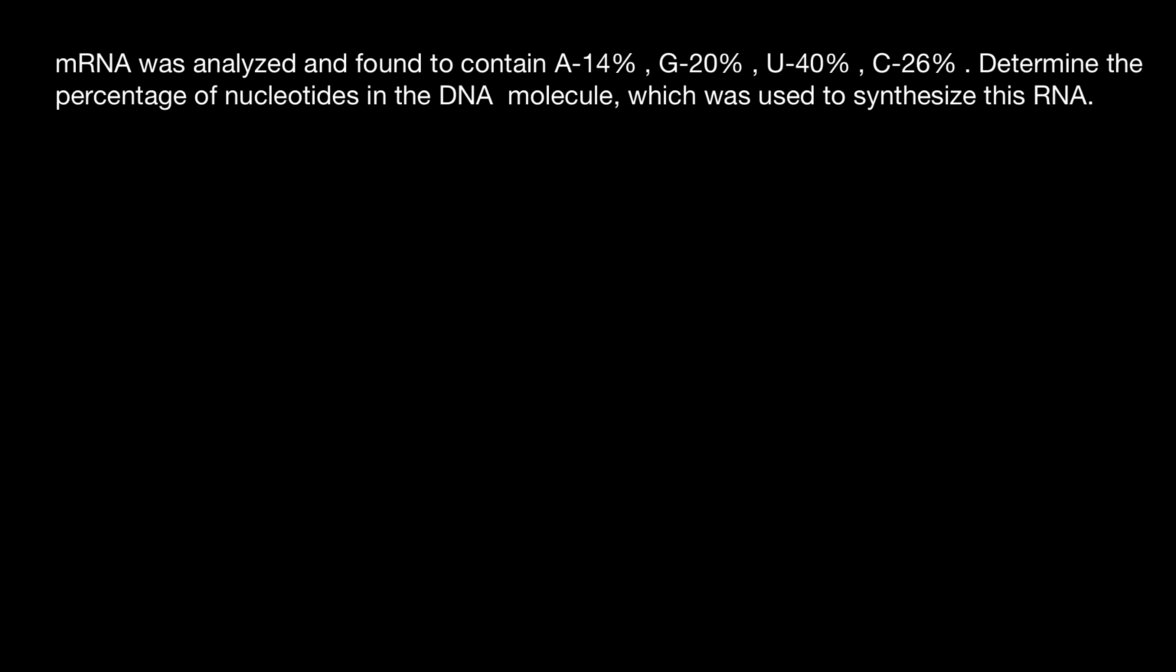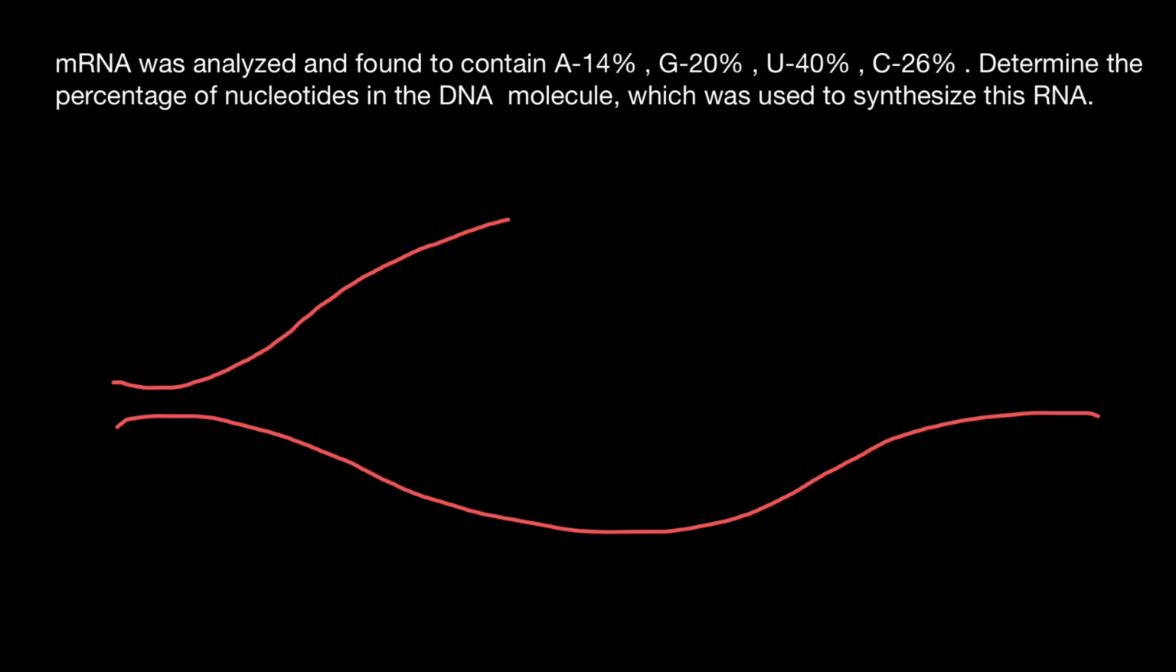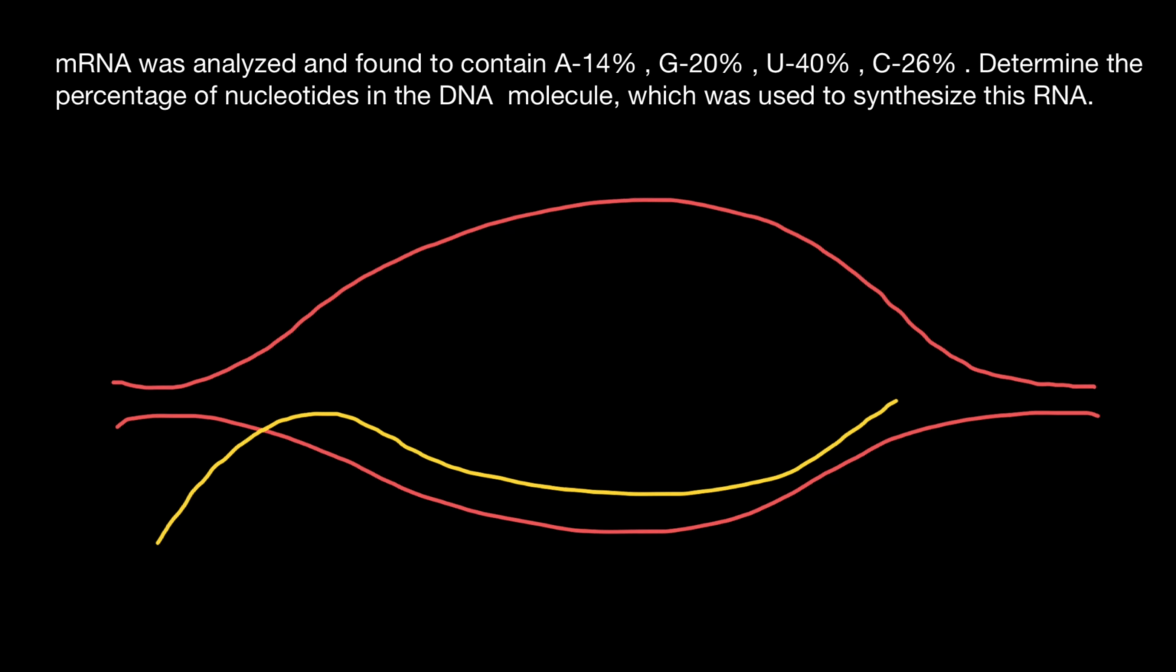Problem: Messenger RNA was analyzed and found to contain 14% adenine, 20% guanine, 40% uracil, and 26% cytosine. Determine the percentage of nucleotides in the DNA molecule which was used to synthesize this RNA. Imagine that this is double-stranded DNA, one strand, and here's another strand of the DNA. And we call this the transcription bubble. And here is our messenger RNA.